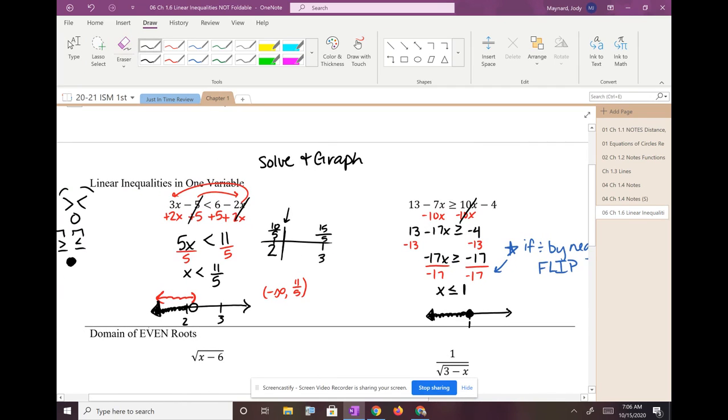Same thing over here. Any number that is less than 11/5 will work. So 0.001 would work. 2.001 would work because it's less than 11/5. If we have 11/5, that would not work because 11/5 will not be less than 11/5 when you plug it in up here. So any number that's less than that does work.